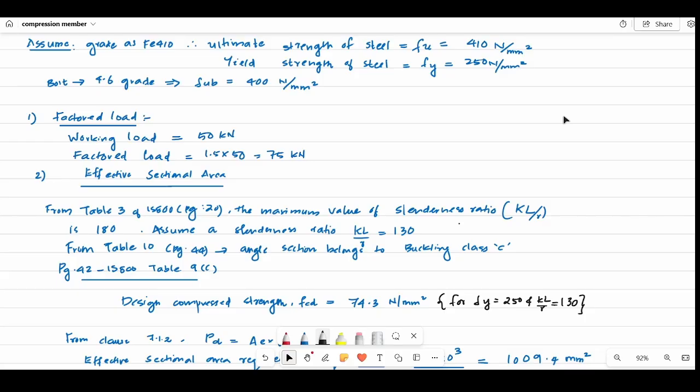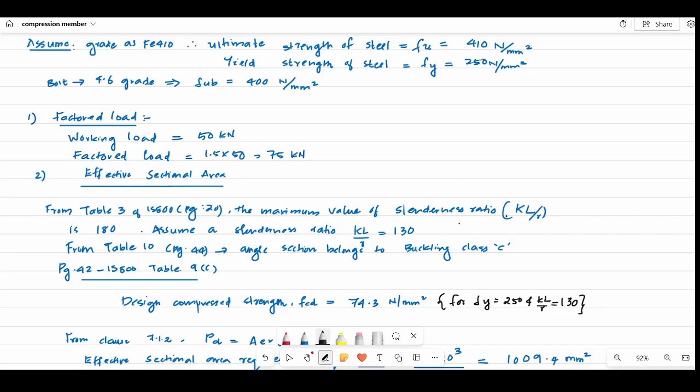It is selected based on the slenderness ratio, and the code gives us a table, which is table 9, given in IS 800 page number 40 to 44, where we can directly select a design compressive strength, which is the fcd value, based on slenderness ratio and yield stress.